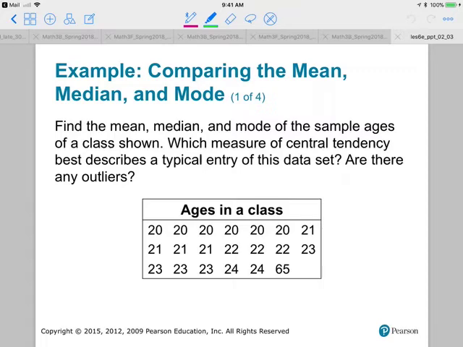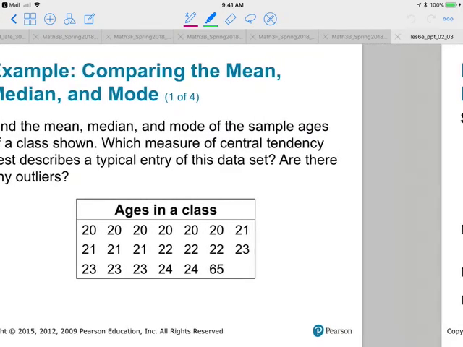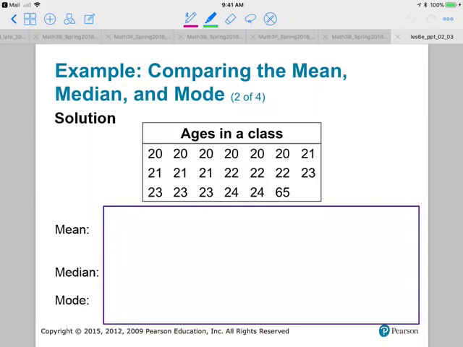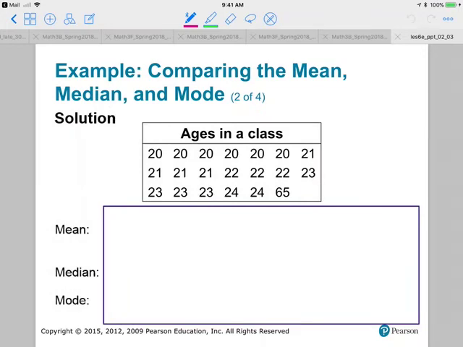Okay. So the first thing we want to do is find the mean, median, and mode. To find the mean, we're going to add up the sample ages of a class. So our mean, x bar, is going to be the sum of x over n.